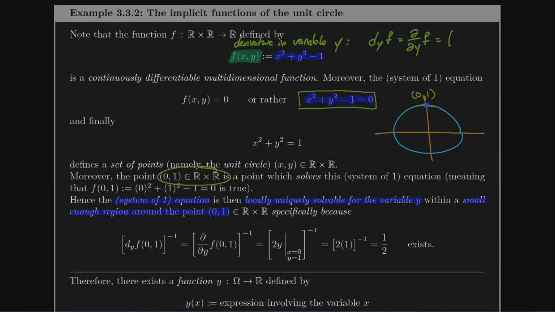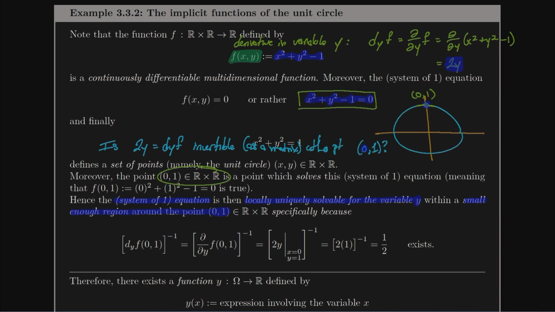I take a partial derivative in the variable y of x squared plus y squared minus 1, and I end up with 2y. Then I ask myself, considered as a matrix, 2y should be considered as a matrix here, is 2y invertible? So I say, is 2y, which is this total derivative in the y variables, invertible as a matrix at the point 0, 1?